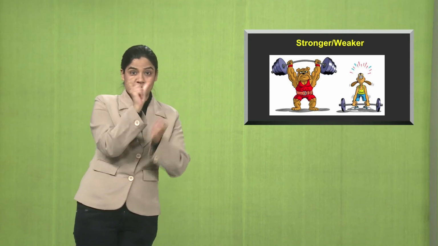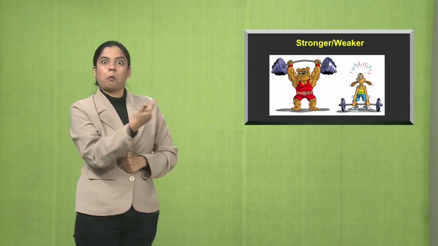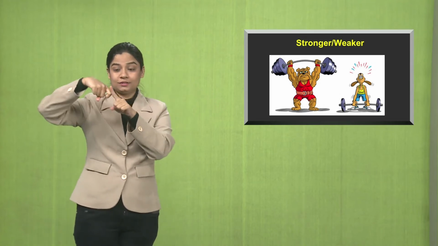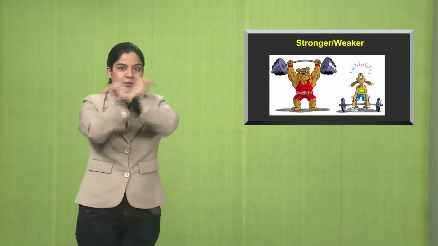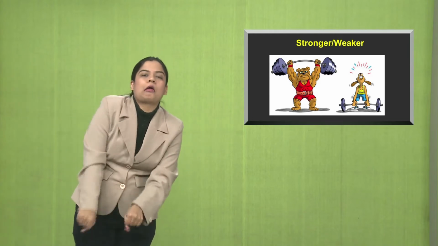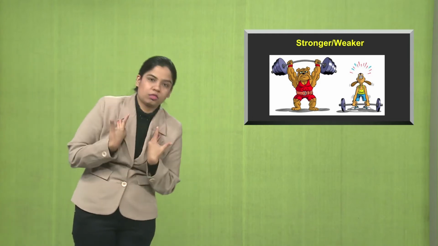Stronger. As you can see from the picture, a person is very strong and is able to lift the gym equipment, that's strong. Whereas on the other side is weaker, the lack of power to perform physical activity, or having less energy, is a weaker person.